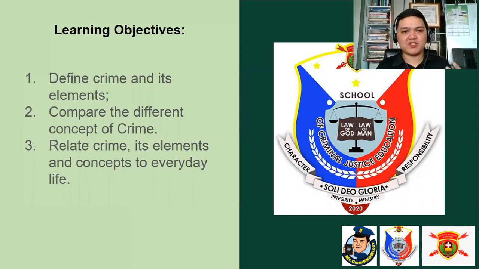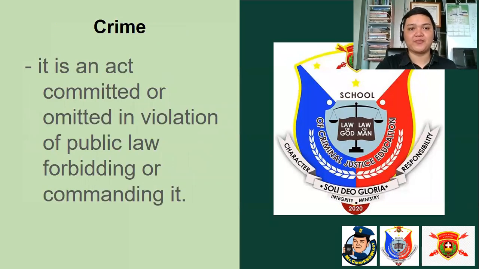The learning objectives are as follows. Number one, to define crimes and its elements. So at the end of this lesson, you're expected to define what is crime and what are its elements. And we can compare different concepts of crime. And lastly, to relate crime, its elements and concepts to everyday life, especially to the news that we read, watch, and hear. Of course, let's define first what is crime.